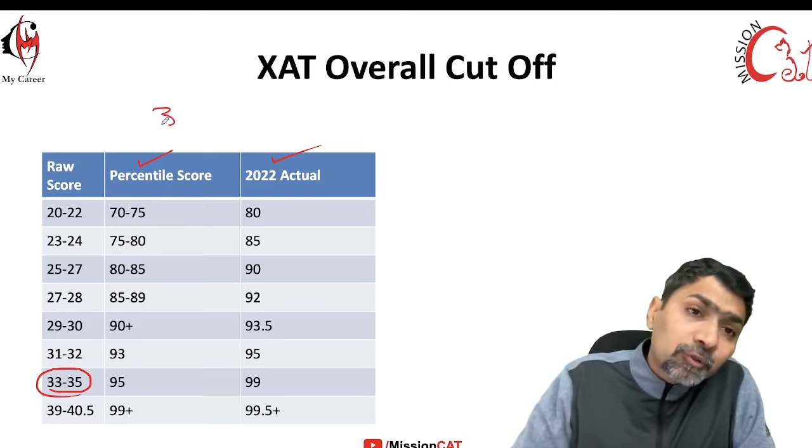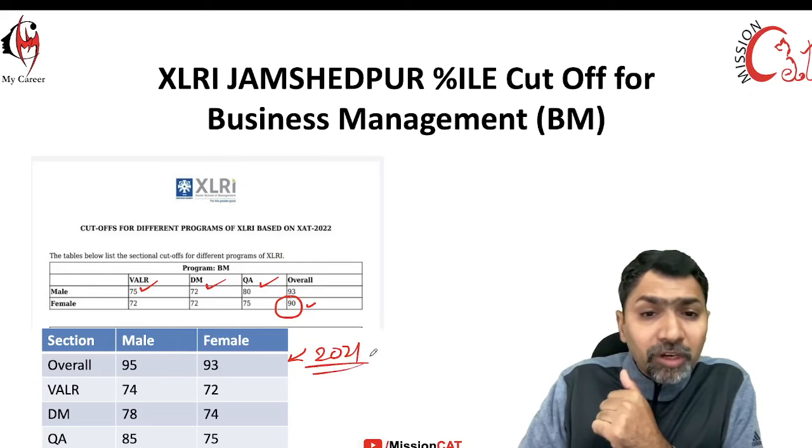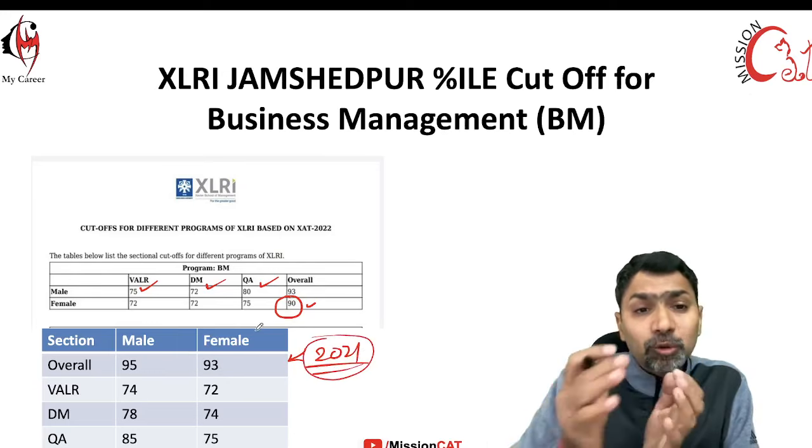And this is the overall cutoffs for 2021. 2021 thoda higher tha, so this 2020 this was lower. Also let me tell you that XLRI Jamshedpur has 2 courses. One is BM, another one is HRM. ये इनके मेन फ्लैगशिप प्रोग्राम है.